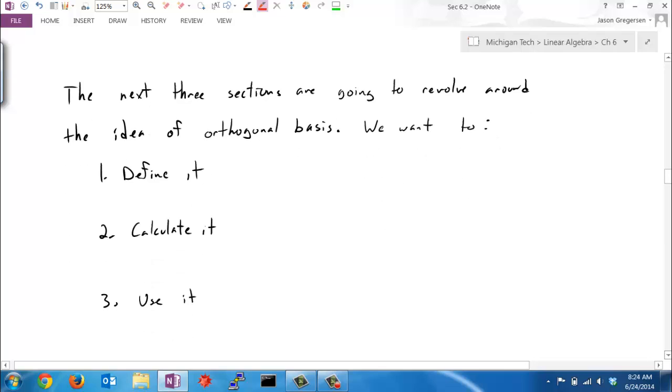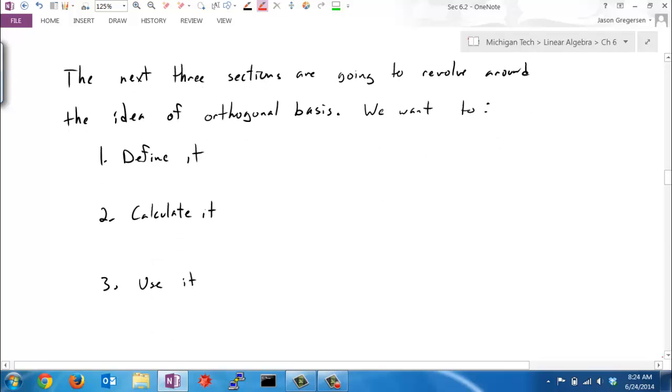All right, so now we're going to get into 6.2, 6.3, and 6.4. The next 3 sections are really going to revolve around the idea of orthogonal basis. So we want to do a couple things. One, we want to define what we're trying to find here, an orthogonal basis. Then we have to find a way to calculate it, to take a basis and generate an orthogonal basis. And we want to use it. What's the purpose of finding an orthogonal basis? Those are really the 3 big ideas in the next 3 sections.